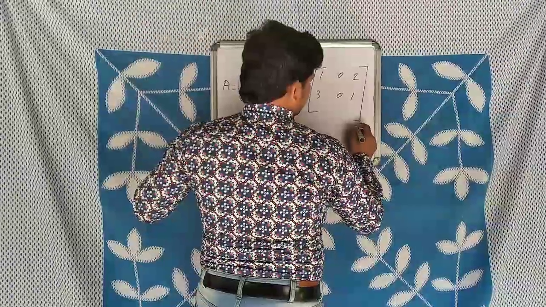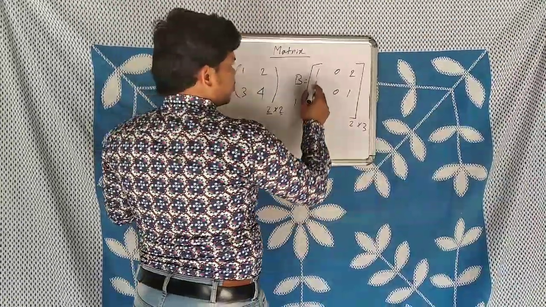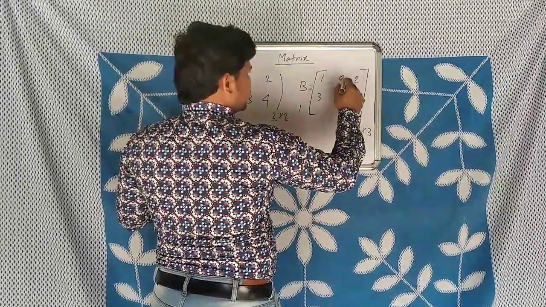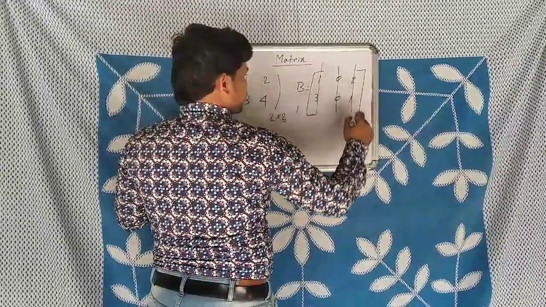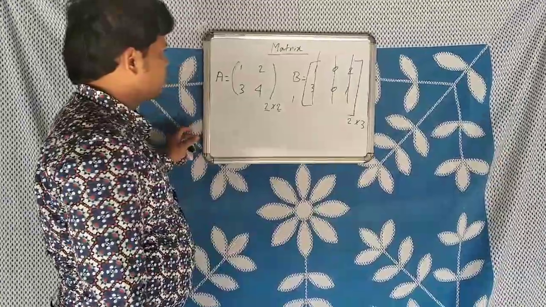And the order of this matrix will be 2 cross 3, because the number of rows is 2 and the number of columns is 3. This is the first column, this is the second column, this is the third column. So 2 cross 3. Okay.